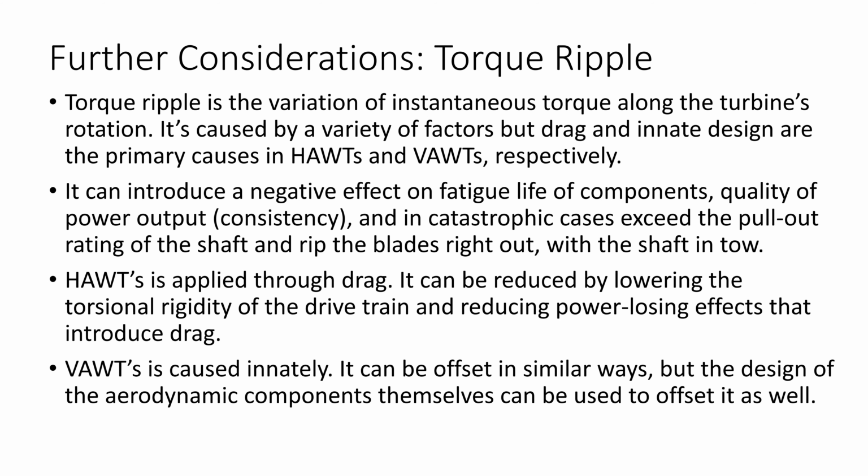Torque ripple is a phenomenon that occurs when there's variation of instantaneous torque along the rotation of a turbine. It's caused by a variety of things, but in horizontal axis wind turbines, it's mostly drag, and in vertical axis wind turbines it's mostly the intrinsic variation of the angle of attack.